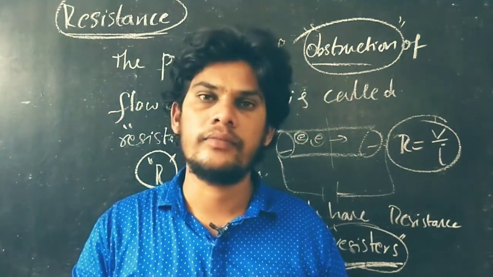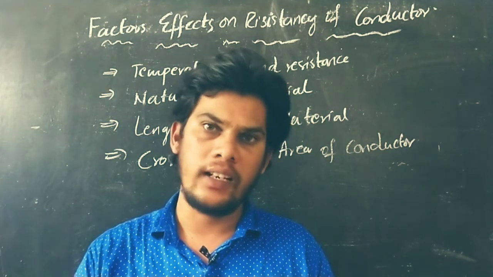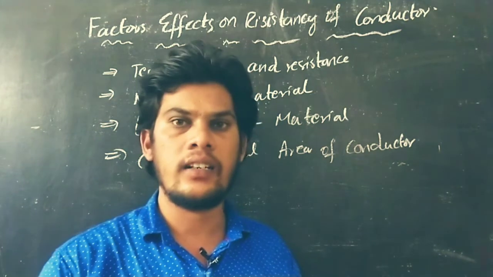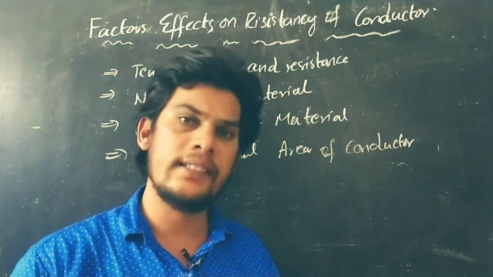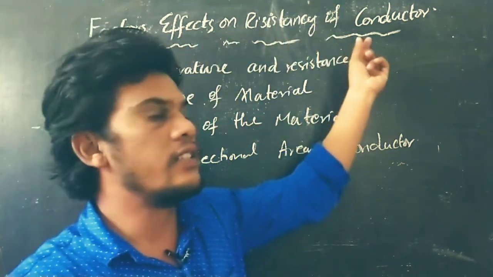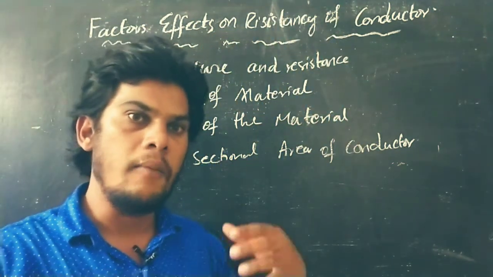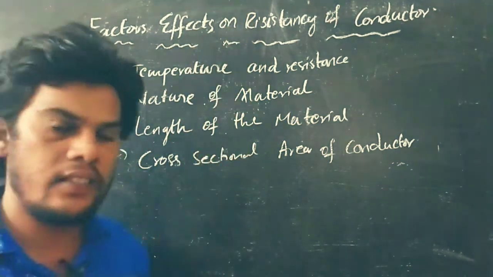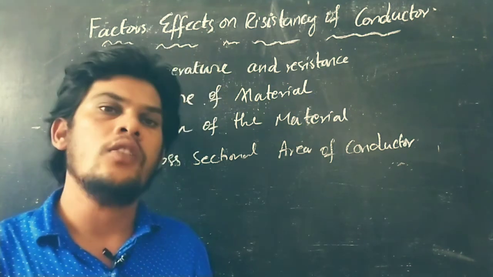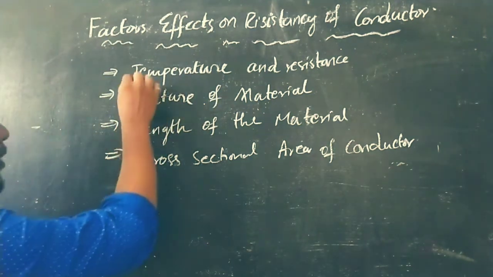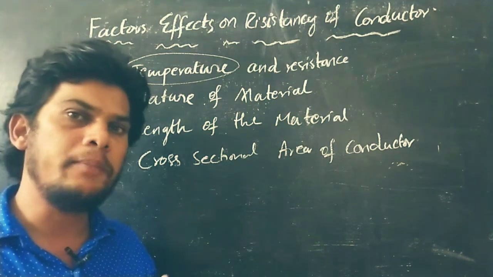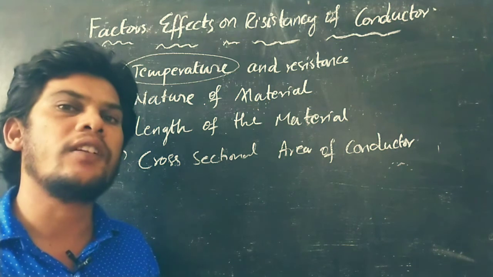Let's start that. We discussed what is resistance. The resistance of any conductor is influenced by some factors. The factors that affect the resistance of a conductor are four, and the resistance of the conductor depends on these four factors. So the first factor is temperature. What is the first factor? Temperature. Depending upon the temperature, the resistance depends.